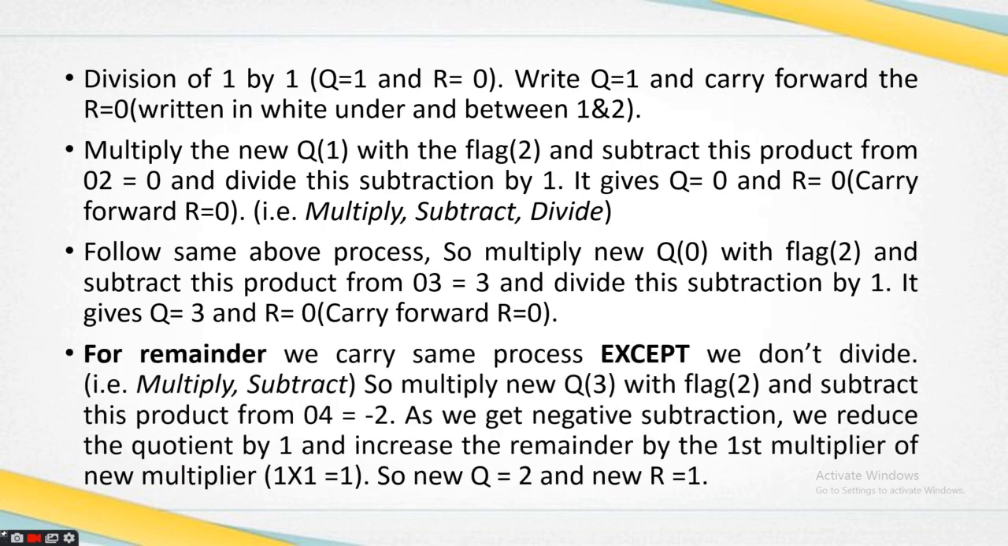For the remainder we carry the same process except we don't divide. So multiply the new quotient of 3 with the flag 2 and subtract that product from 4, we get minus 2. As we get a negative subtraction, we reduce the quotient by 1 and increase the remainder by the first multiplier of the new multiplier. We get 1 cross 1 equal to 1. So we get the new quotient which is 2 and the new remainder which is 1.